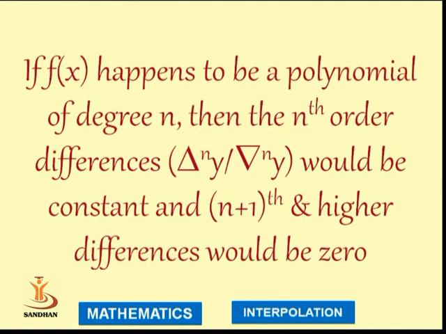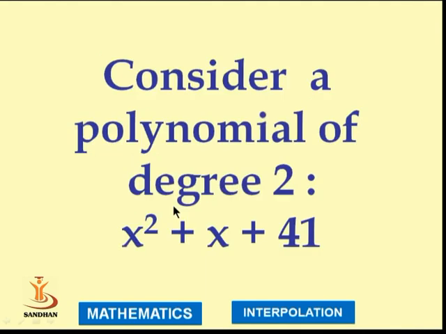The nth order difference would be a constant, and the (n+1)th, that is the one after that, and higher differences would be 0. So if you have a polynomial of degree n, the nth order difference would be a constant, and the (n+1)th and the higher differences would be equal to 0.